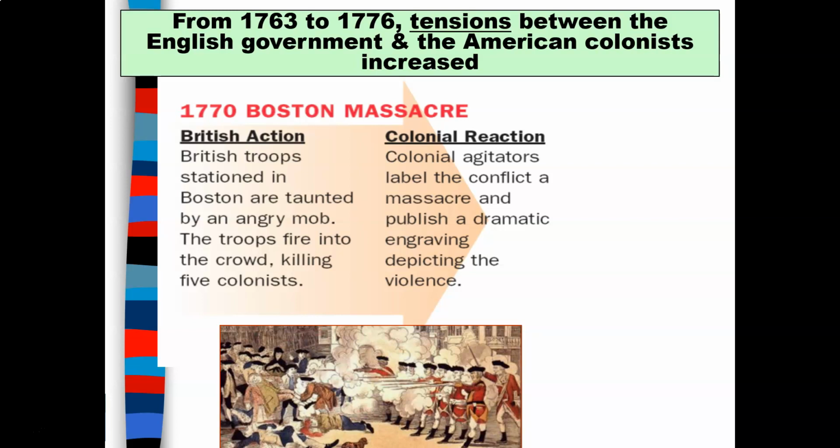Now, the colonists were not very happy about this. They were very angry. And colonial agitators labeled the conflict a massacre and published a dramatic engraving depicting the violence. As you can see from the bottom there, the engraving.